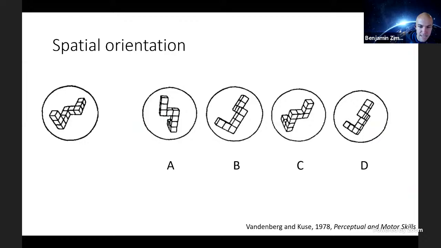Okay, so here's another type of task that assesses spatial orientation. In this task, you look at this target on the left, and then you determine which answer or answers on the right match the target. So for this one, there can be more than one correct answer. And I'll give you 30 seconds to work through this one too.